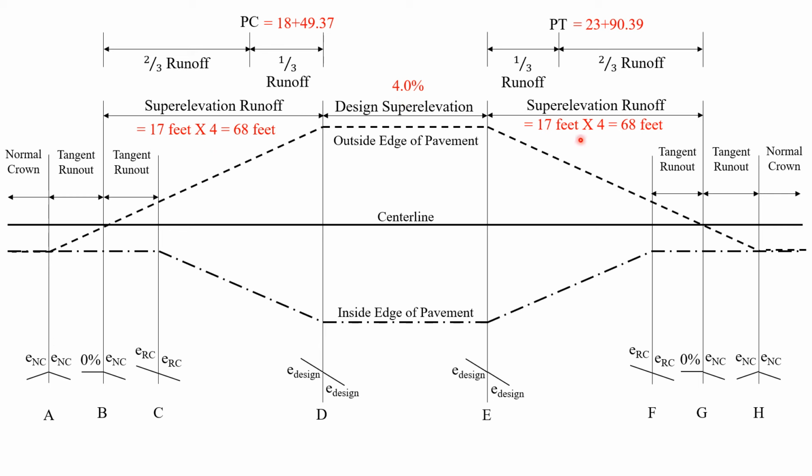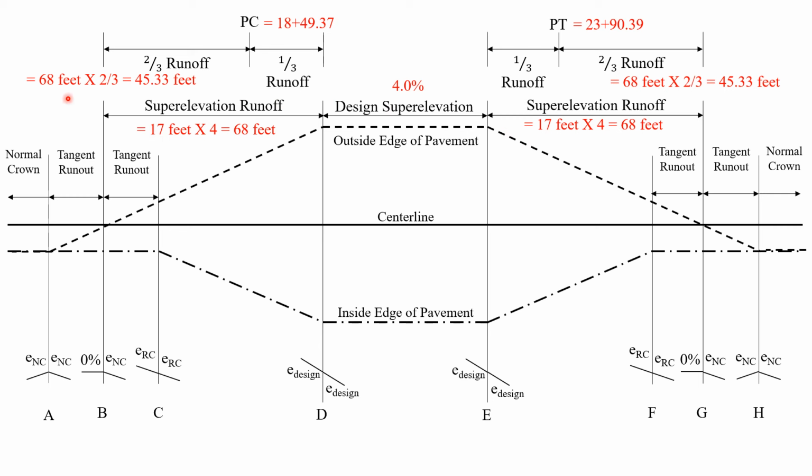It's the same thing on each side of the curve. We have a symmetric curve here. We've got the same increments and super elevation. So that's again 68 feet for that super elevation runoff, the distance from design super elevation to adverse crown removed.